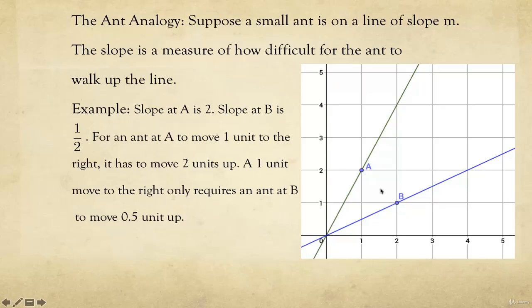And so this says that it's harder for this ant to go up this line than for this ant to go up this line, because the steepness of this line as measured by the slope is bigger than the steepness of the blue line as measured by its slope.